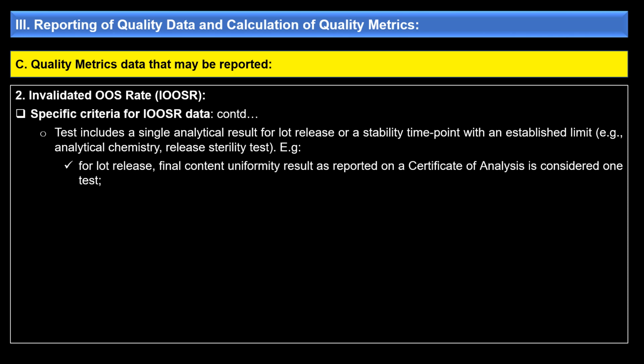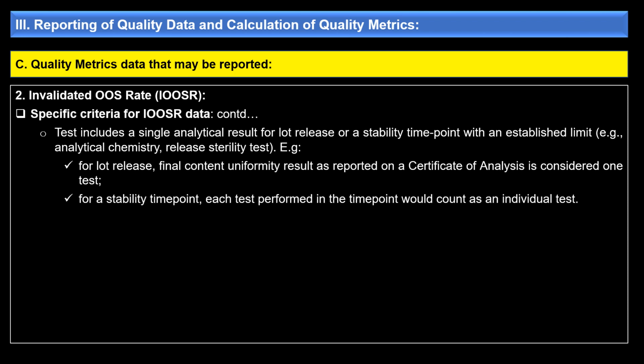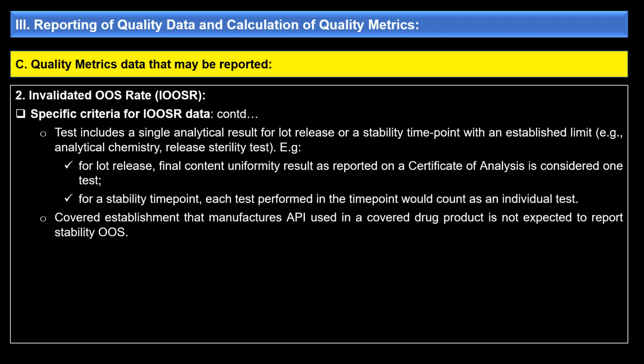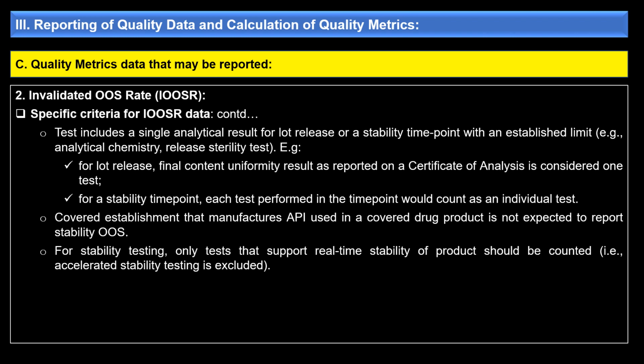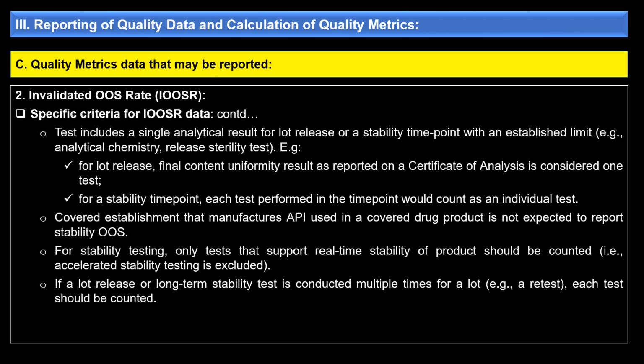The example includes, for lot release, final content uniformity results as reported on the COA is considered as one test. For a stability time point, each test performed in the time point would count as an individual test, and covered establishments that cover manufacturers of APIs used in covered drug product are not expected to report the stability OOS. So this is a very important point. For stability testing, only tests that support real-time stability of product should be counted. That is, accelerated stability testing is excluded from this reporting metric.